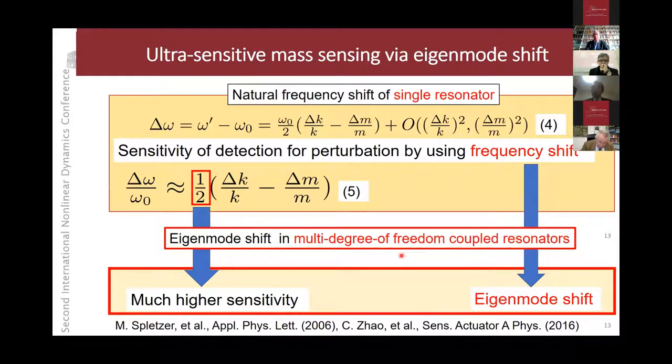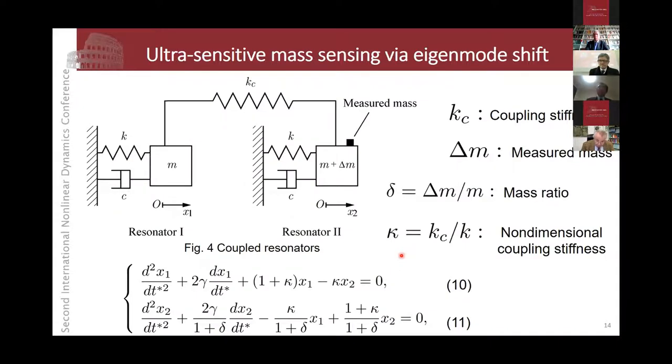As mentioned before, the relative sensitivity of the detection for the perturbation of the mass or stiffness of the resonator by using frequency shift is fixed to be 0.5. In order to increase the sensitivity, we introduce the method using eigenmodal shift. The method using the mode shift in multi degree of freedom coupled resonators has been proposed in the past decades.